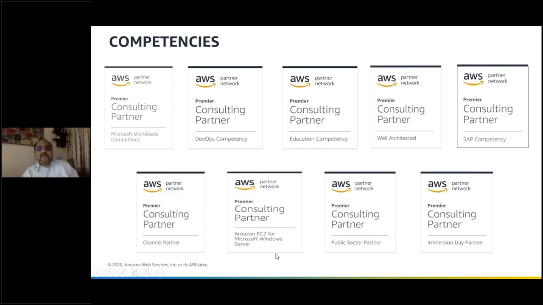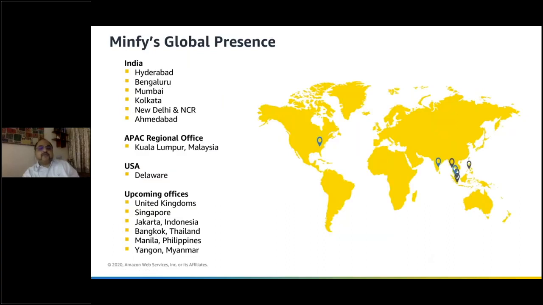We are channel partners. We are a consulting partner for Amazon EC2 for Microsoft Windows Server, and public sector and immersion day partners. So we have gained multiple competencies over a period of time, with a presence in Hyderabad, Bangalore, Bombay, Calcutta, New Delhi, Ahmedabad, and some regional offices in Malaysia. There are a lot of upcoming offices. We had huge plans for 2020, but a lot of plans have been shelved this year. So let's see. We should be continuing with this next year.